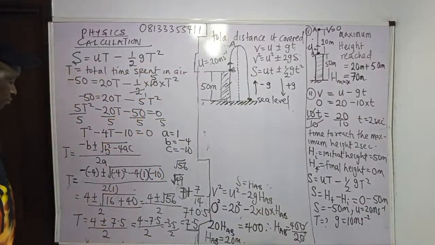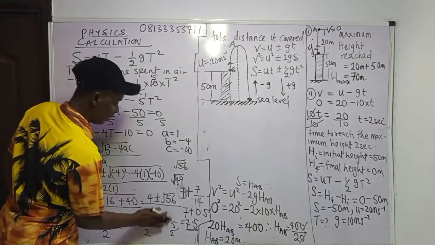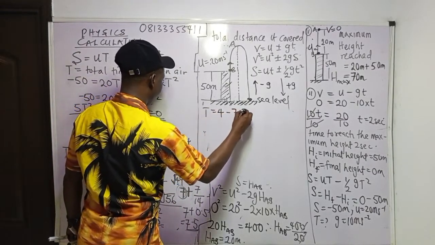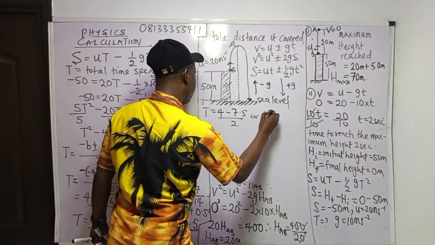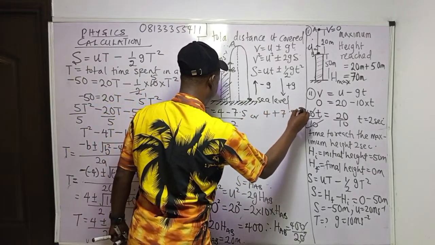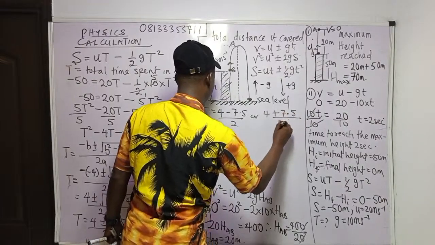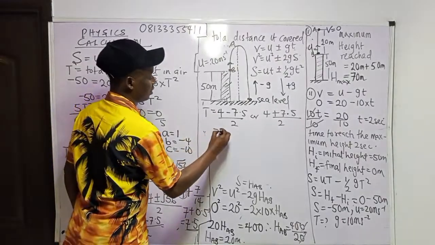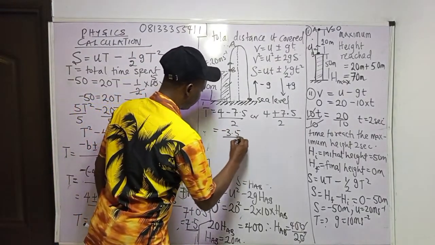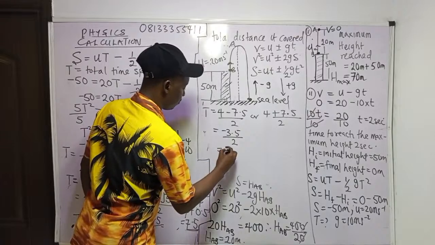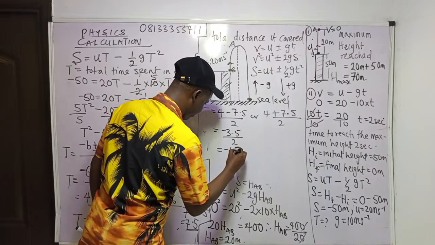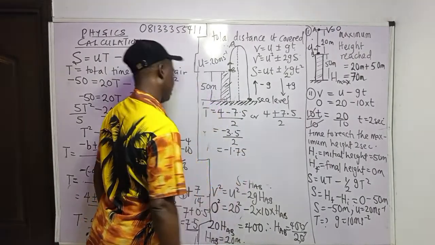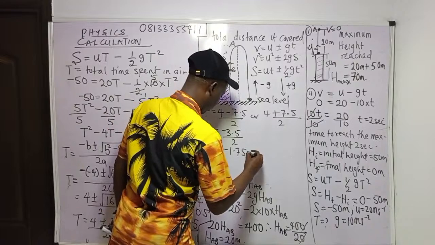Okay, 4 minus what? 7 what? We are going to have t equal to 4 minus 7.5 divided by 2, or 4 plus 7.5 divided by 2. So those are the two possible answers we can have. So that will give us minus 3.5 divided by 2, which is minus 1.75 seconds.